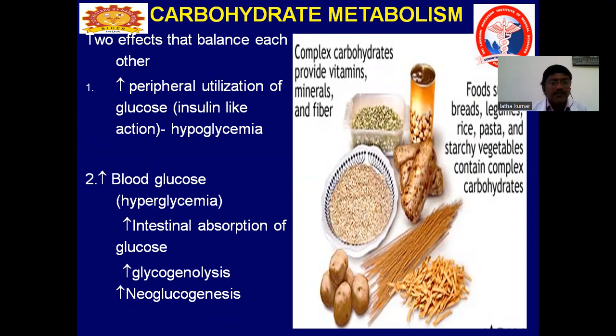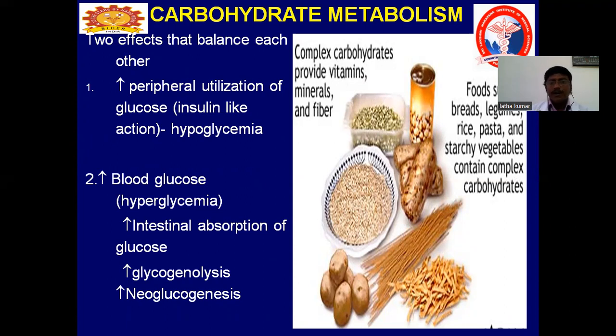Two effects that balance each other. One is it increases the peripheral utilization of glucose like insulin. Okay, hypoglycemia. So thyroid hormone may produce hypoglycemia if it is in excess, and it also increases the blood glucose level, hyperglycemia. Increased intestinal absorption of glucose, increased glycogenolysis, and increased neoglucogenesis. All these three functions of metabolism of the carbohydrate are done by the thyroid hormone.